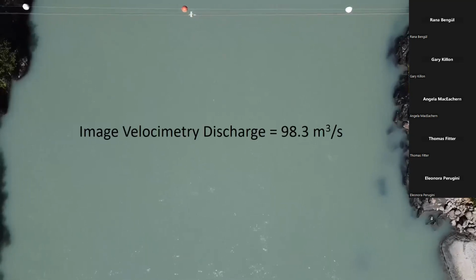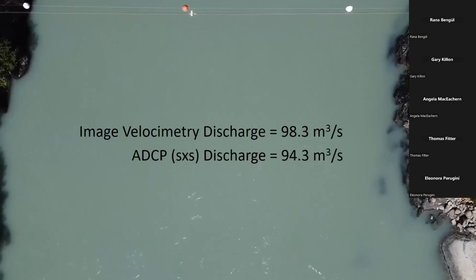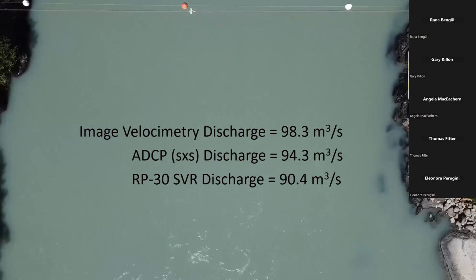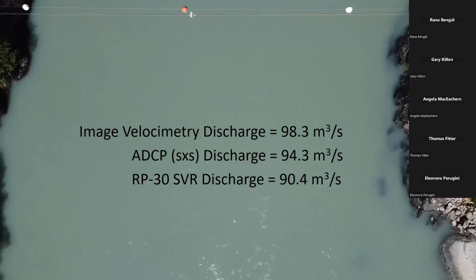And we got a discharge of 98.3. The ADCP was 94.3, and then the RP30 was 90.4. So again, good agreement. Things are working great.